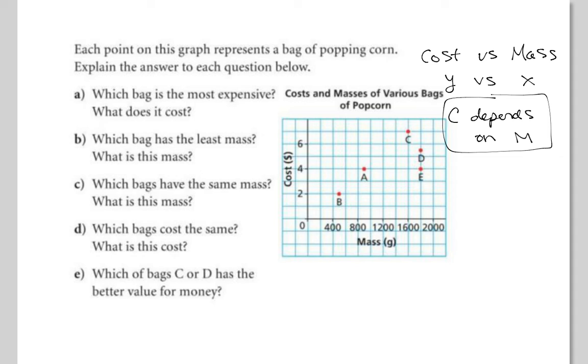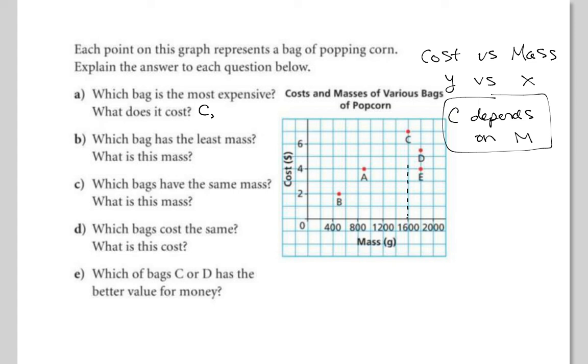I'm assuming the more mass you have, the more pricey it's going to be. I haven't even read it yet. It looks like it's popcorn. I mean, if you buy more popcorn, do you think it's going to cost more? It's like small versus medium versus large. So which bag's the most expensive? C. And for some reason it has less mass than D and E, so that's bizarre. Maybe there's a deal on C or something, I'm not sure. This is weird. Which bag is the most expensive? C. And what does it cost?